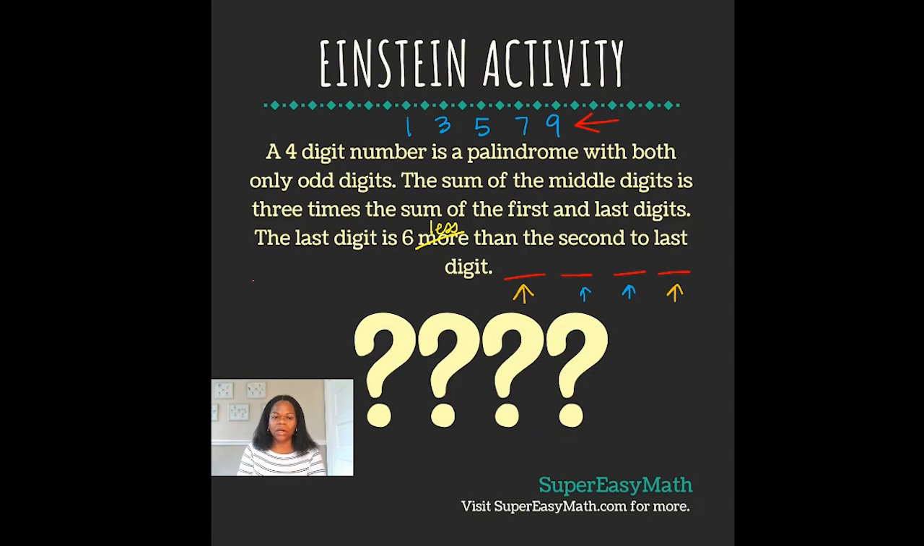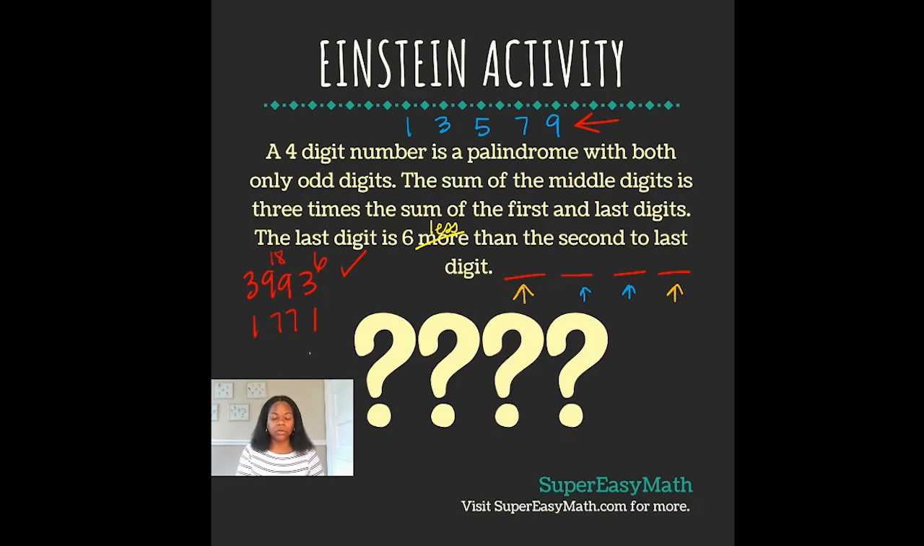So right now I know that it's either going to be 3993 or it's going to be 1771. Now I'm going to sum the middles and I'm going to sum the perimeters to see which of these 2 combinations fit. So if I add the 9 and the 9 together, I get 18. And if I add the 3 and the 3 together, I get 6. Does that meet the requirement? It says the sum of the middle digits is 3 times the sum of the first and last digit. That does meet the requirement.